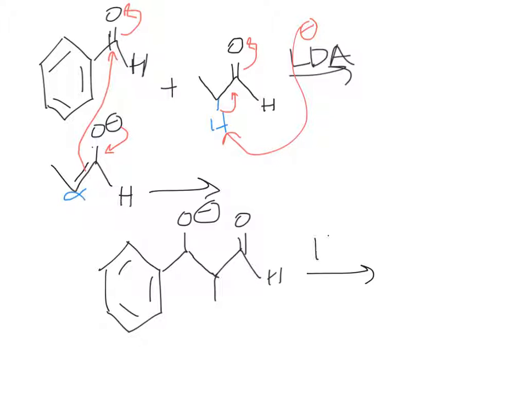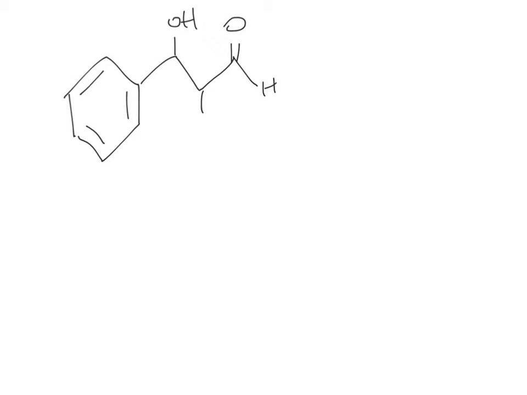The final step in the reaction is to bring in water to reprotonate our alcohol. So we come and take that hydrogen, pushing off the OH, and then our final product looks like this. Here is our final product.